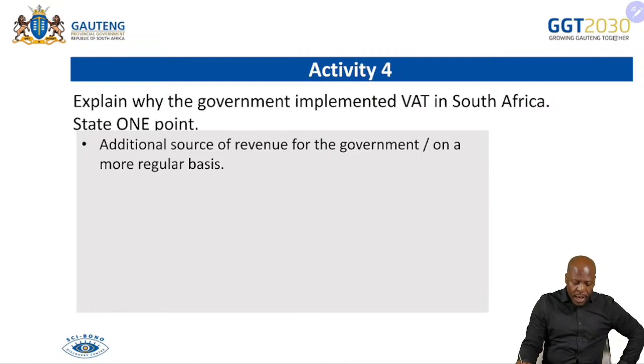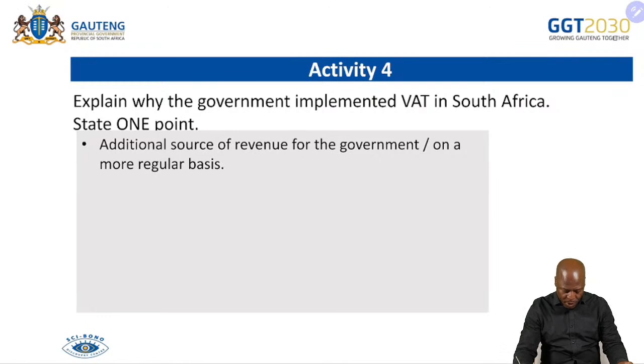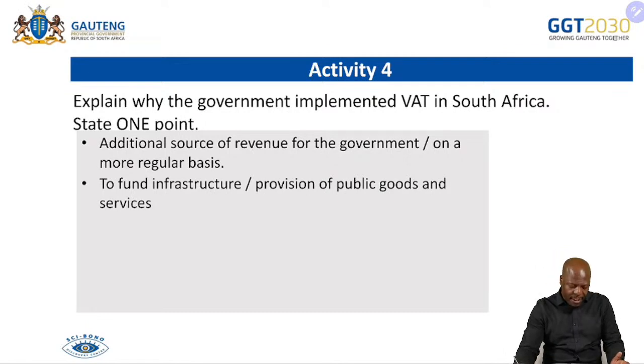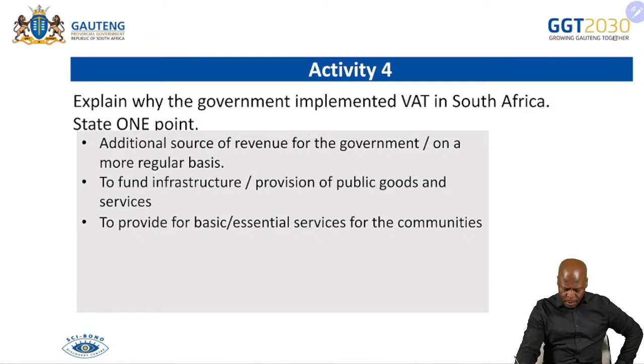Number 1, additional source of revenue for the government on a regular basis. Remember, the government needs to have financial sources. So VAT is an additional source of revenue for the government. And it is also to fund infrastructure. We're talking about public roads, hospitals, and other services. So the VAT amount is used now to fund public infrastructure, and then to provide for basic essentials for communities. So we use the VAT amount to provide for basic necessities for the communities.